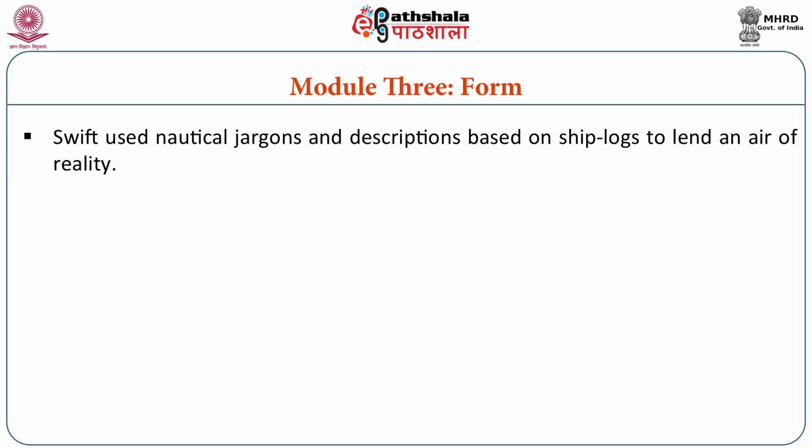Jonathan Swift uses nautical jargon and descriptions based on ship logs of the time in his writing of the book itself. Now, when we look at Gulliver's Travels, we are enabled to see at least four, if not more, new locations. But in each of those four, we are also expected to make a comparison with what Gulliver left behind in England. Now, in addition to being a travelogue, the form of the book is also, of course, satirical.